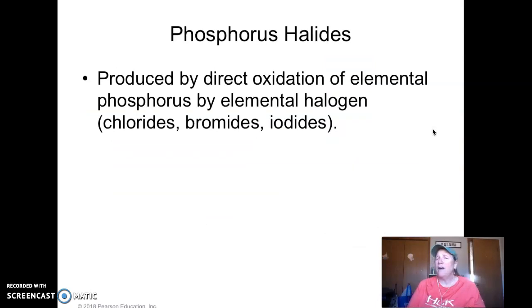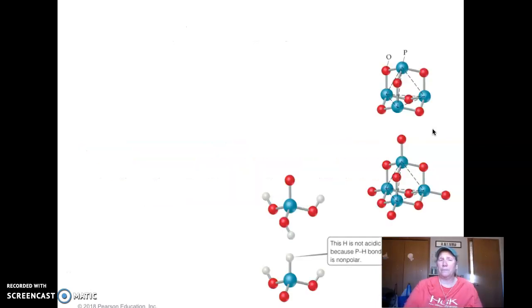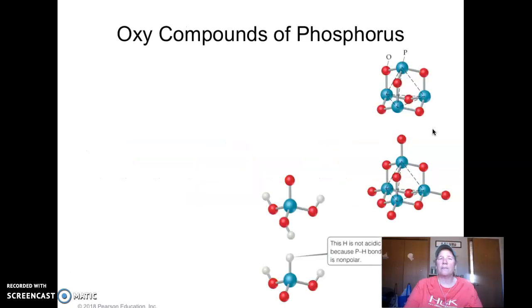Okay. There's phosphorus haloids. In other words, phosphorus and the halogens, chlorine, bromine, iodine. They're used commercially. A lot of times they like to make soap or detergents, some insecticides, some plastics. I would say soaps and detergents would be probably the number one, PCl3. Okay. So that's some of the uses of halides with phosphorus.